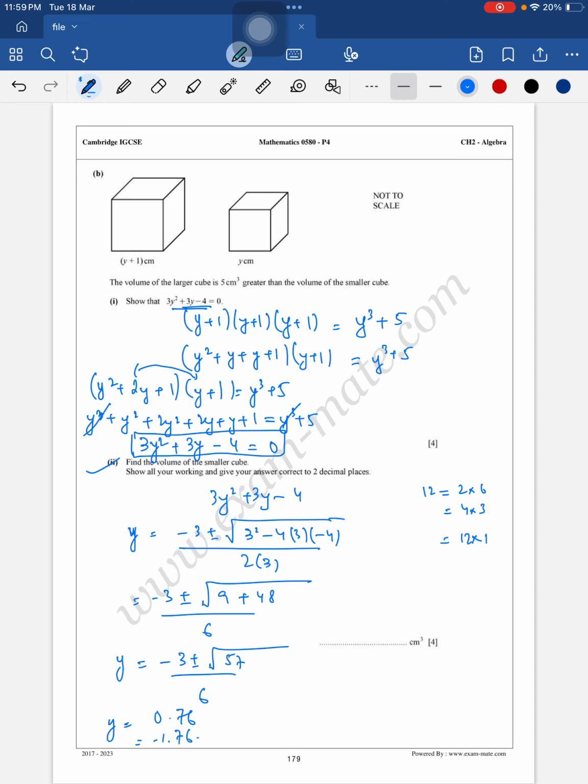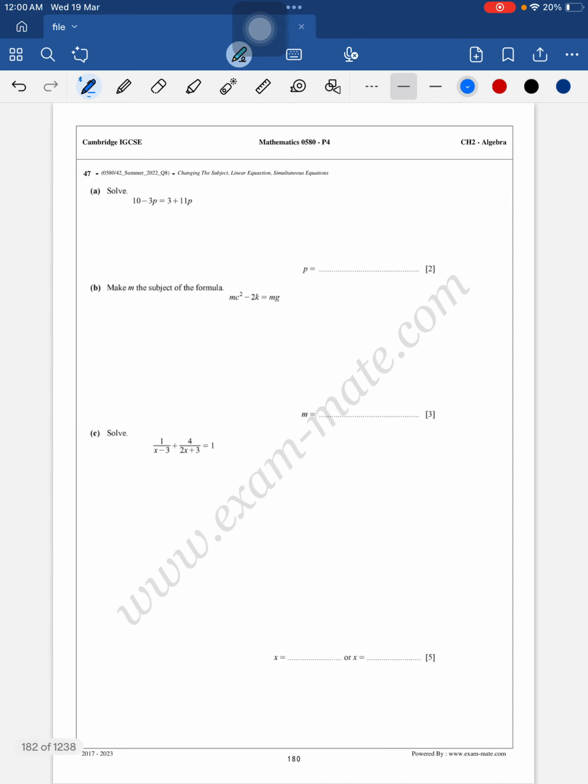So 0.76 positive will be the answer which we will be using to calculate the volume of the smaller cube, which is equals to y cube. So y is equals to 0.76, cube it up so that we can calculate the answer, that is 0.44 by calculating. Okay, question number 47.